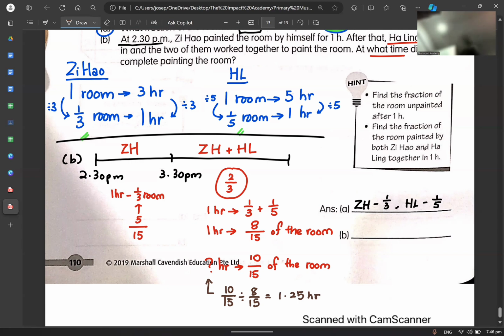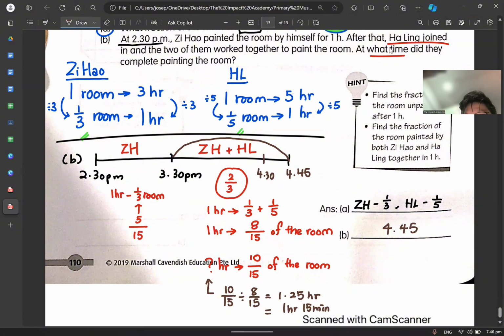But this is only after 3:30. You understand what I'm saying? So after 3:30, 1.25. What is 1.25 hours? 1 hour and 15 minutes. Very good. So you convert lah. So 1 hour later, 4:30, right? So at 4:30, they are still not done. They still have 15 minutes more. Okay, come, let's go. So therefore, by 4:45 p.m., we will be able to finish painting the room.